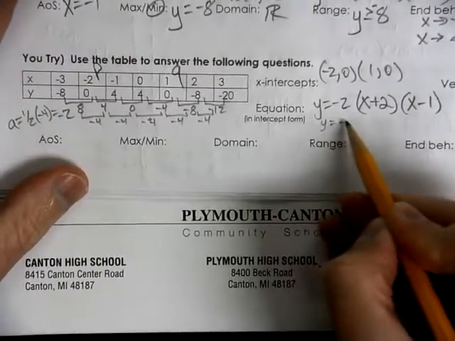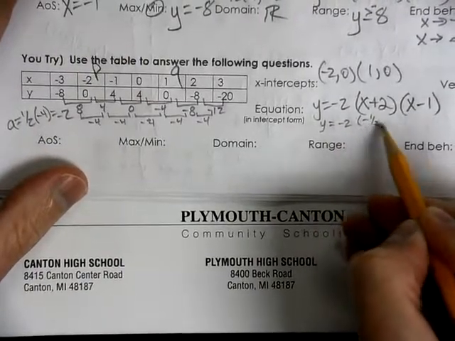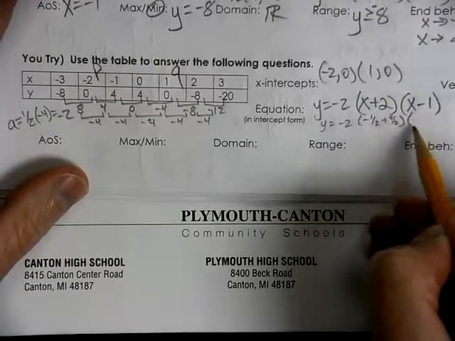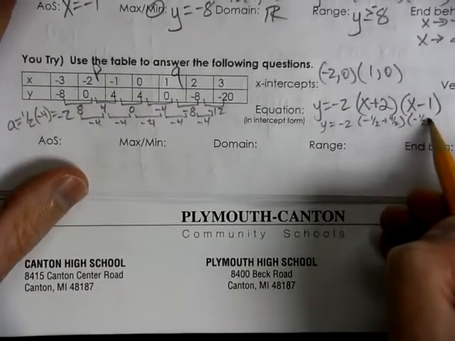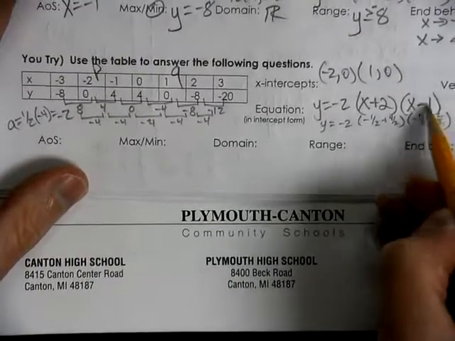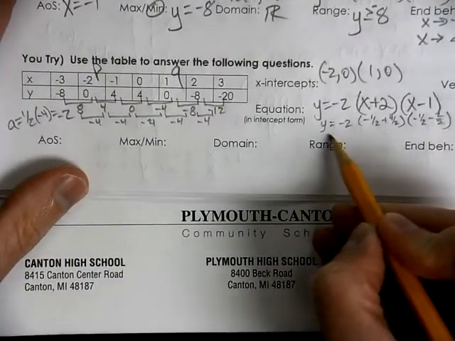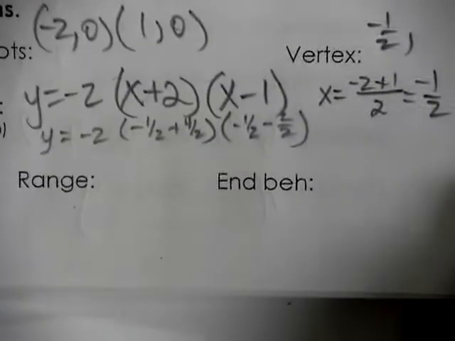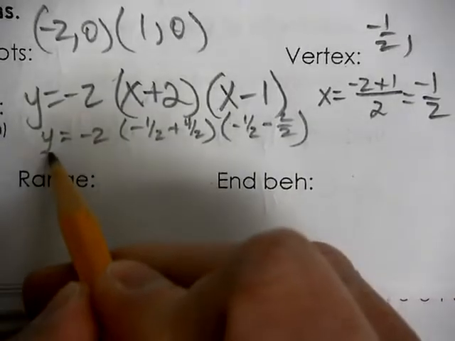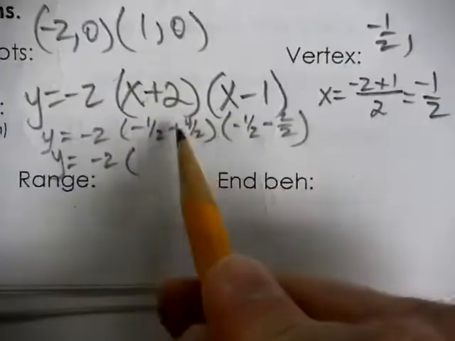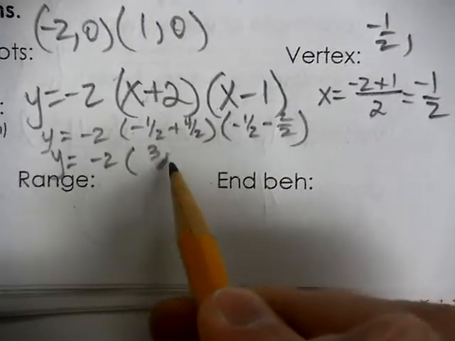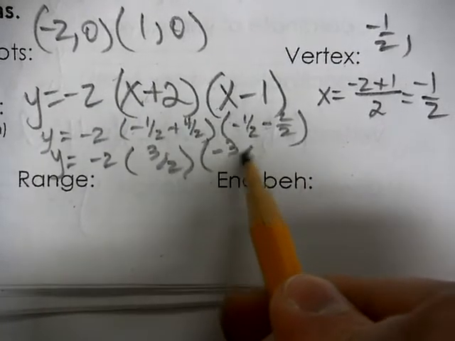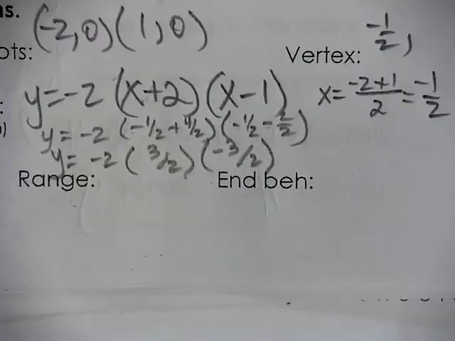So we're going to have y equals negative 2 times (negative 1/2 plus 4 over 2, because that makes 2) times (negative 1/2 minus 2 over 2, because that makes 1 with common denominators). Zoom in here for the crazy fraction work. 4 and a negative 1 is 3/2. Two negatives, when you're adding or subtracting, they keep the negative.